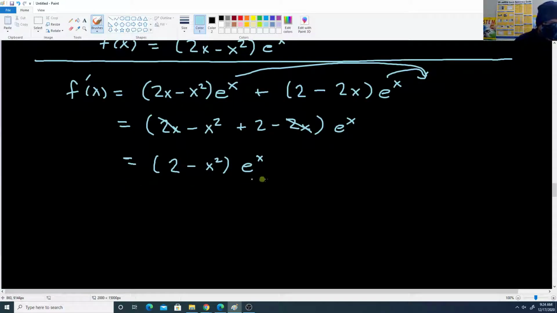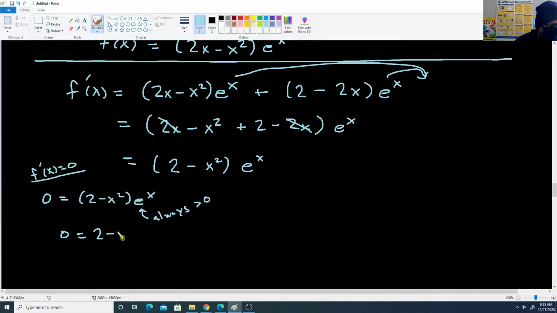This is never undefined. I'm going to set f prime of x equal to 0 to try to find the critical points, because critical points are where the first derivative is 0 or where it's undefined. This is not undefined. Also, we should note e to the x is always greater than 0, so it's never actually equal to 0. So the only places where my first derivative is going to equal 0 is where 0 equals the first factor here.